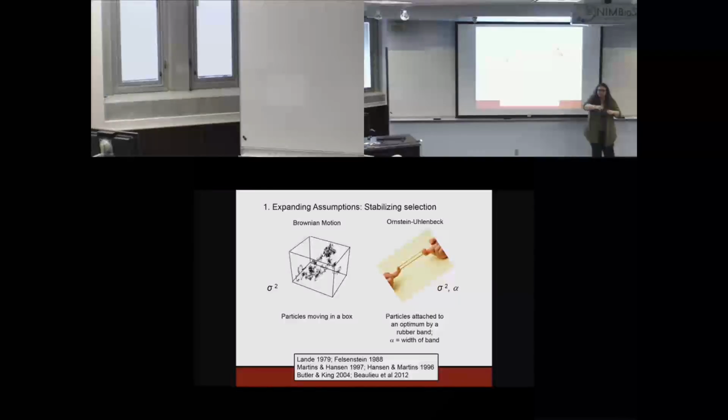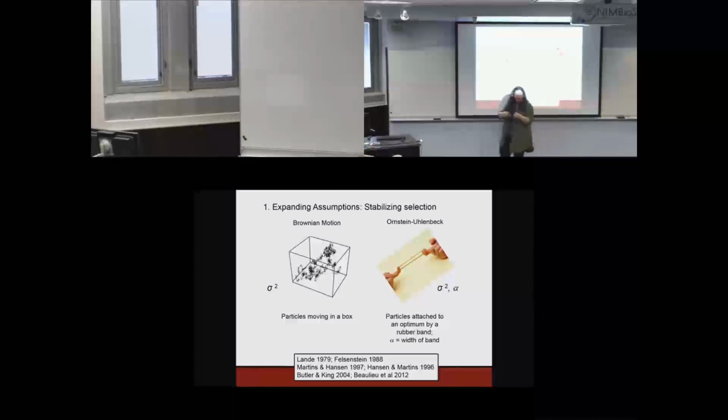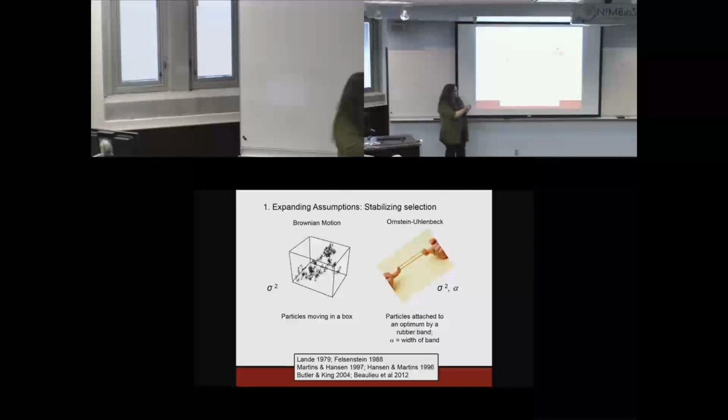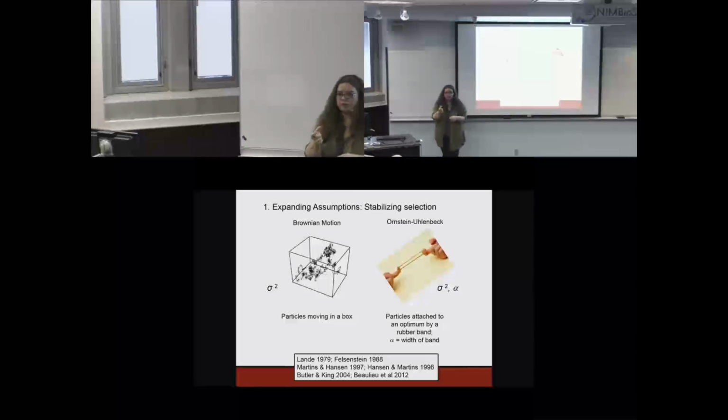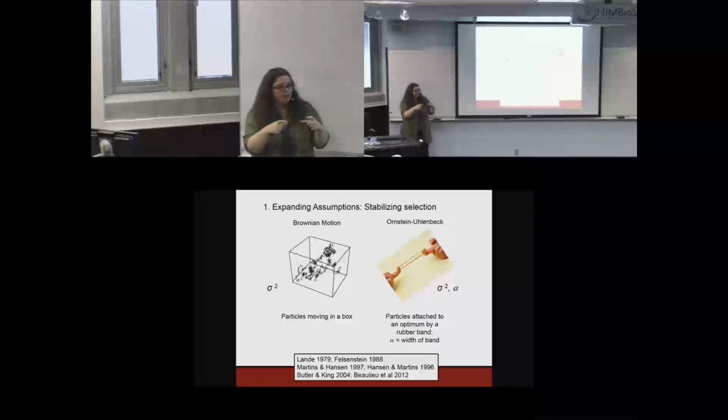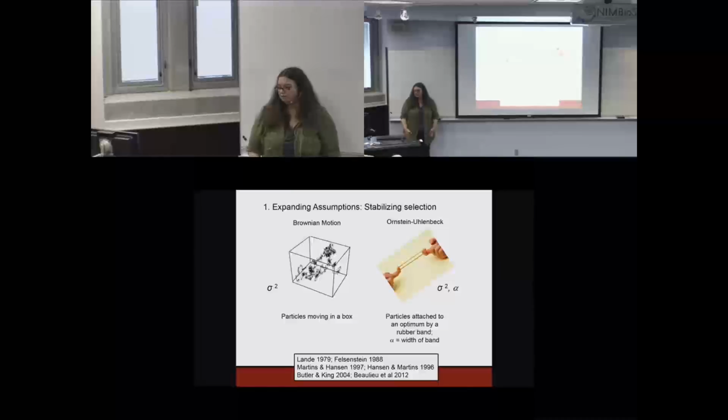Okay, so the idea is that the phenotype can move around randomly, but it's attached to this stick by the rubber band. So it can't get too far from the stick, right? If it goes really far away, the pressure to push it back is much stronger than if it goes just a little bit of distance. There's a little bit of pressure, but not much. Okay? And the alpha parameter is the width of the rubber band. So it's the strength of that constraint. If you have a really wide rubber band, it'll be pulling you much faster towards that optimum.